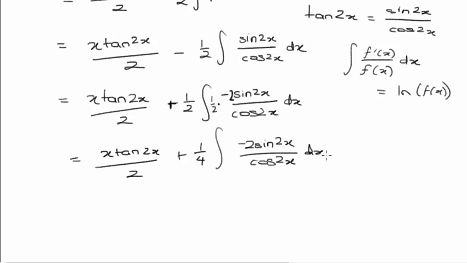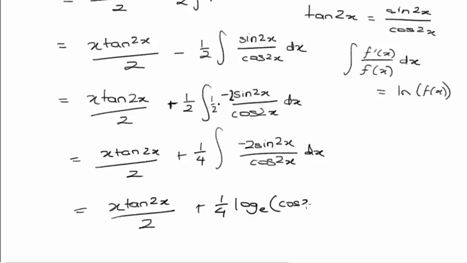And now we have indeed the integral in the form of f prime of x on f of x, integrating with respect to x. And so we can convert this really easily into a natural log. So this will become x times tan 2x over 2 plus a quarter multiplied by the natural log of cosine 2x. And of course, this is the end of the integration problem. So we're going to add the constant of integration c.